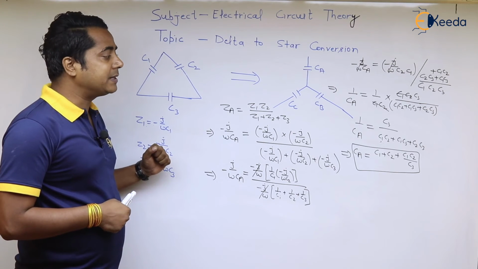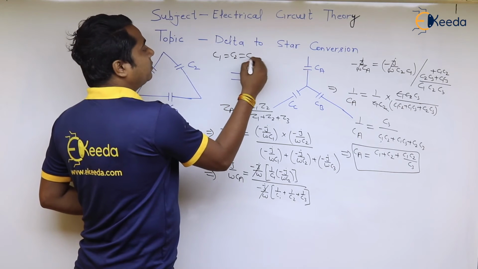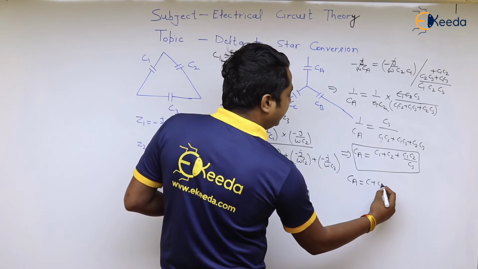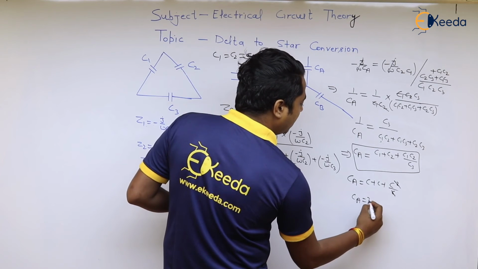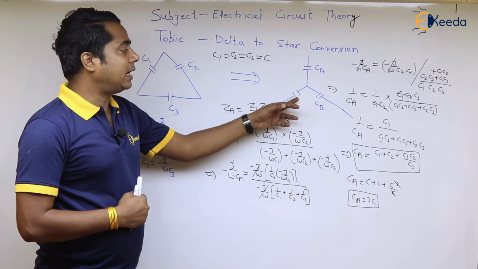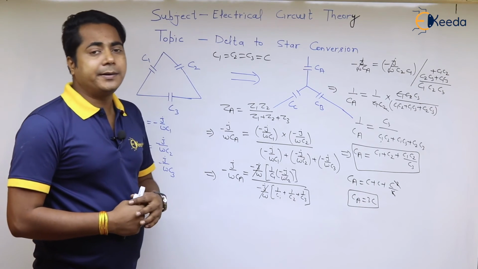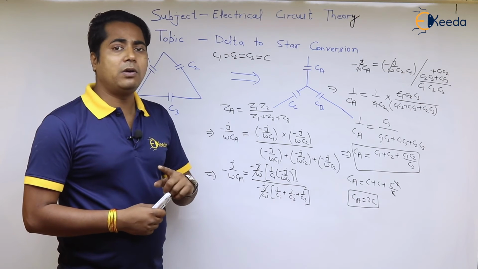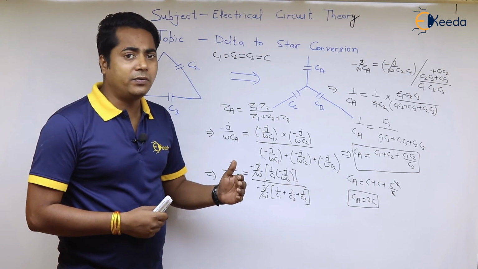And if the value of capacitance will be the same, that is C1 is equal to C2 is equal to C3 is equal to C, then we are getting here C is equal to C plus C square by C. It means 3C. When we are converting three equal value of capacitances into star, then the value of capacitance is increasing. So always remember, while converting delta to star, the value of resistance will decrease, the value of inductance will decrease, but in case of capacitor it will increase always.